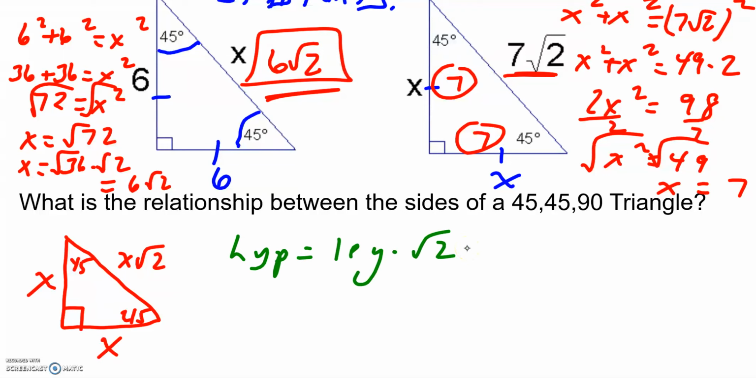And that's the only equation. Because if you had the hypotenuse and you wanted to find the leg, you could divide by root 2. If you have a leg and want to find the hypotenuse, you could multiply by root 2. And again, it doesn't matter how you orient this triangle. What matters is this relationship that my legs are congruent and my hypotenuse is root 2 larger.